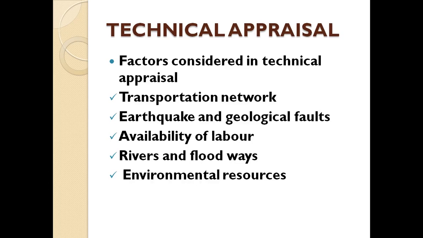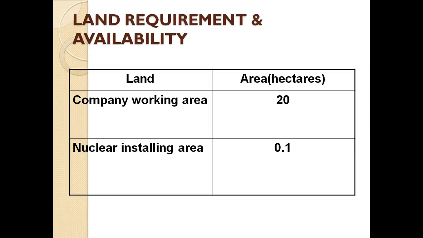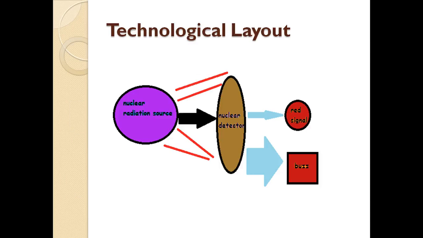The factors that we will consider in the technical appraisal are transportation network, earthquake, geological faults, availability of labor, rivers and floodways, and environmental resources. The company working area is 20 hectares and the nuclear installing area is 0.1 hectare.